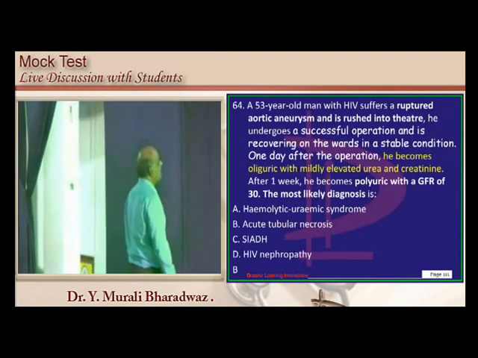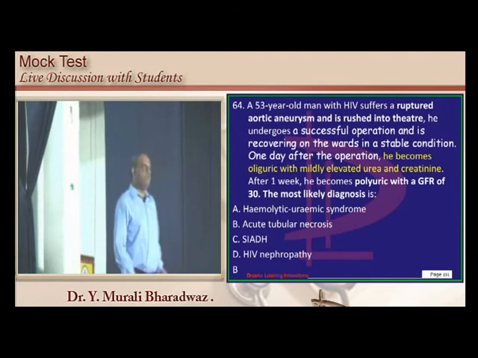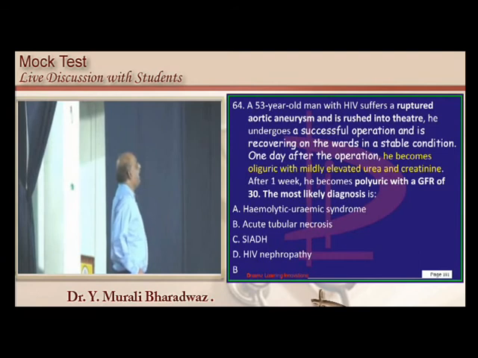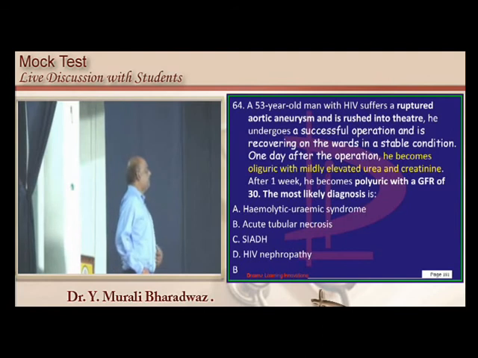Now an HIV patient suffers a ruptured aortic aneurysm and is rushed to the theatre, and he is recovering and in a very stable state, and one day after the operation he becomes oliguric, then polyuric, with a GFR of 30.